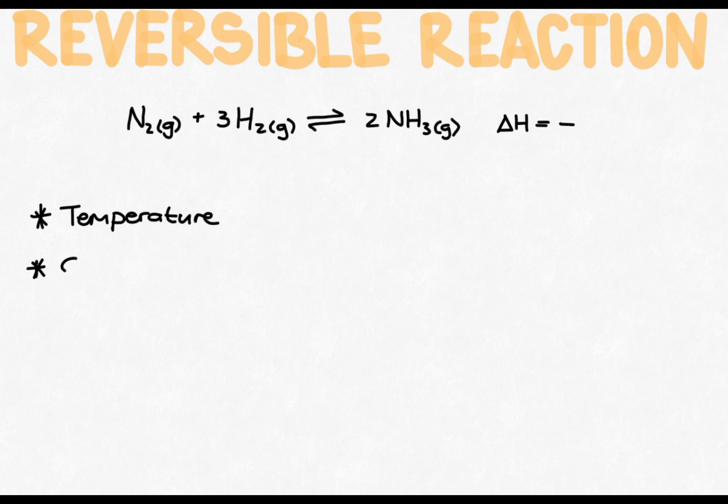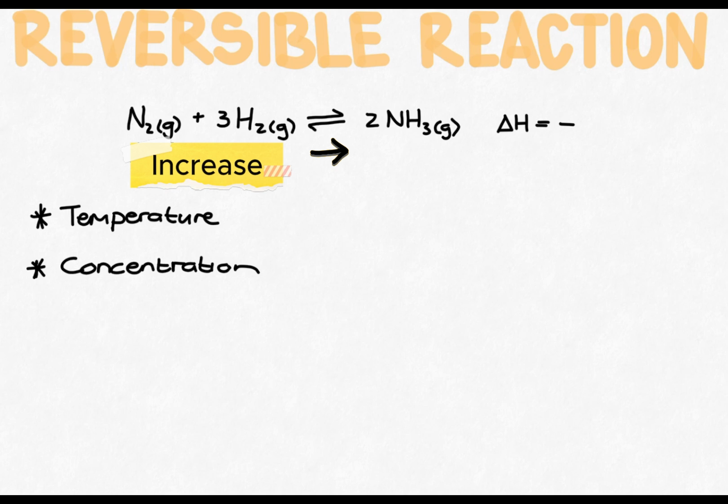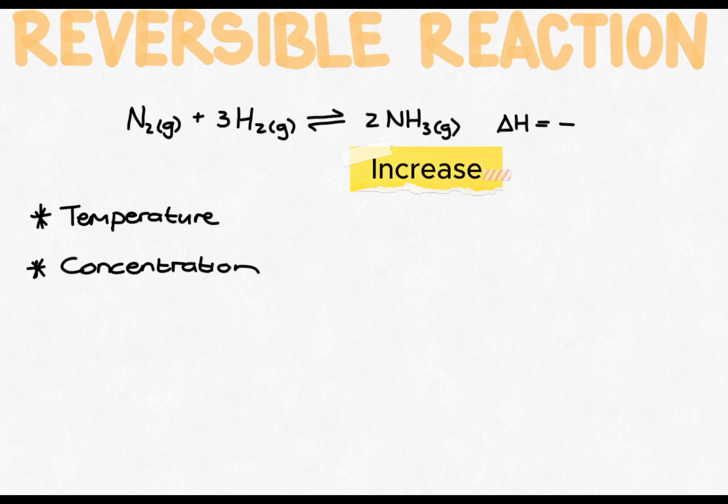The second one that I can look at is concentration. So this one is pretty simple. If I increase the concentration of my reactants, they would obviously try and form more product. So the forward reaction will be favored. If I increase the concentration of my products, then more reactants will be formed. So my reverse reaction will be favored.